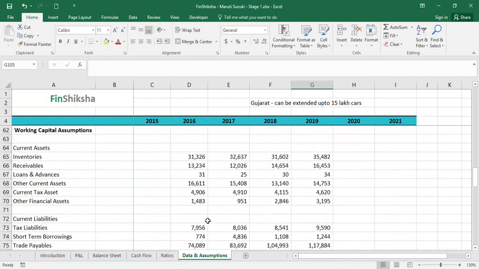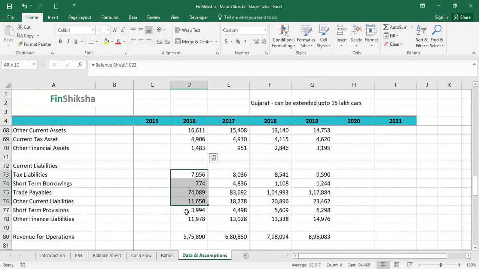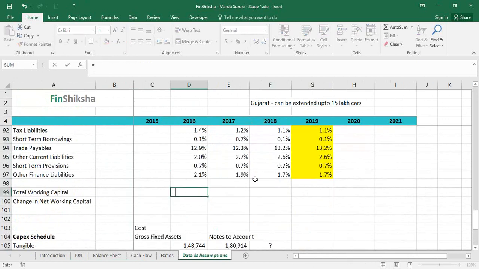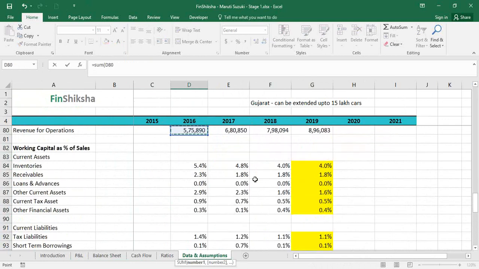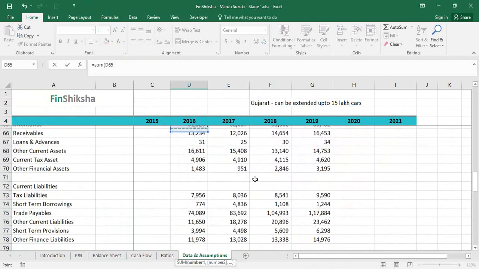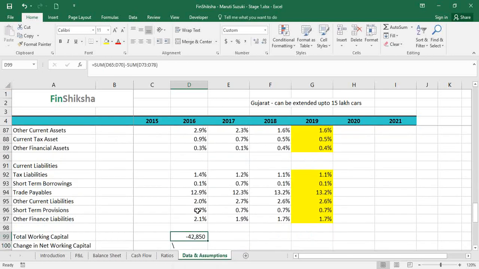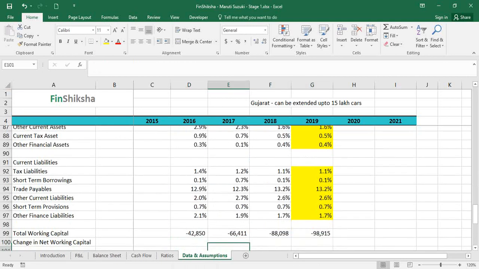Net working capital is basically non-cash current assets minus current liabilities. So I'm going to find out what is going to be my working capital. That's going to be equal to the sum of all these current assets that are calculated here, non-cash, remember, minus the sum of all the current liabilities. And so we do this, and that's my working capital, a negative working capital scenario for this firm, which is good because obviously no receivables. That's the working capital.